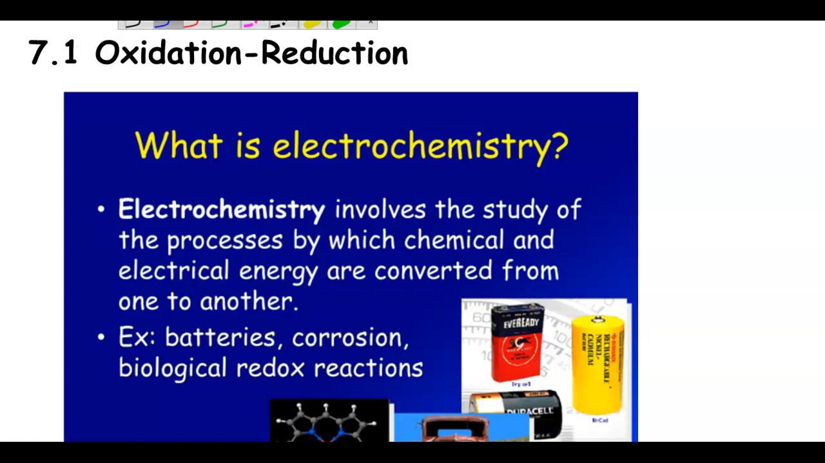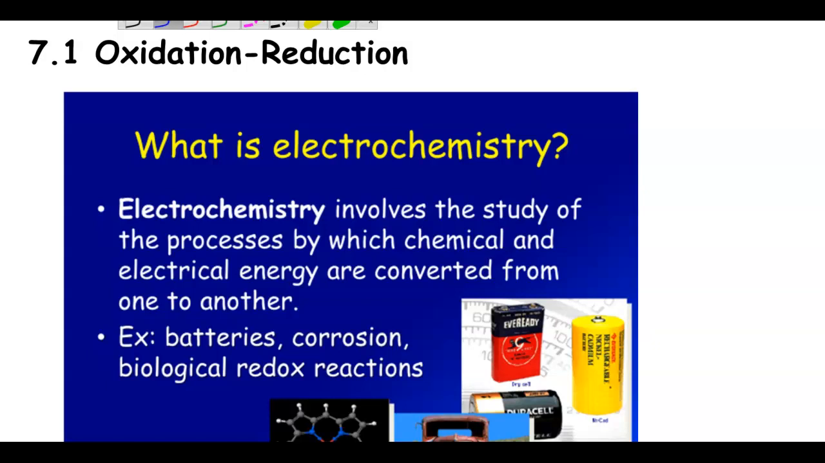Okay, so today we're starting Chapter 7, and Chapter 7 is all about what's called electrochemistry. Those of you going the engineering route will probably take some sort of electrochemical course. If you're going more the biomedical route, maybe not so much, but grade 12 is all about hitting your general chemistry for all disciplines of science that you may be going into.